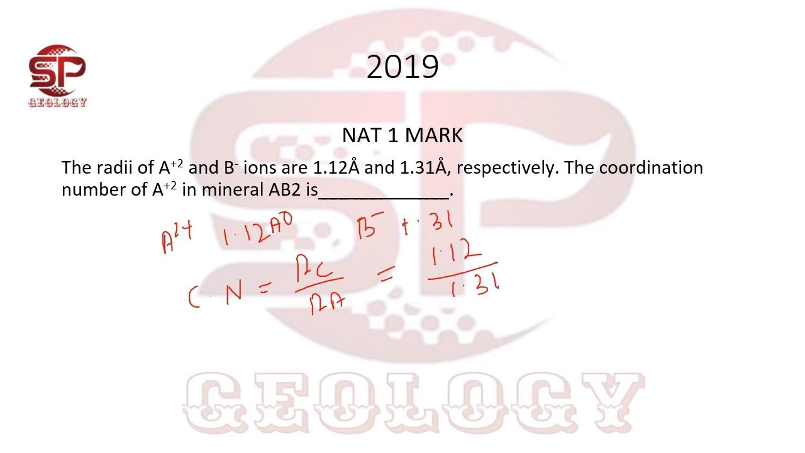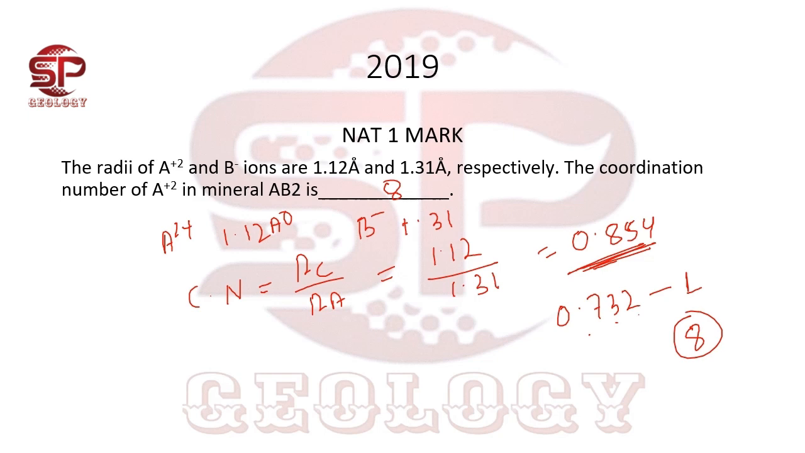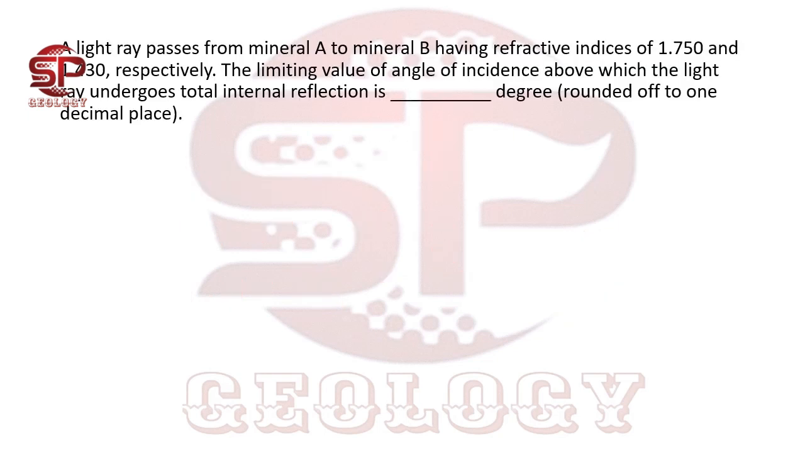So 1.12 divided by 1.31, it will be 0.854. So for this question you have to remember the radius ratio, and from that you will know the coordination number. So if the radius ratio is between 0.732 to 1, then the coordination number is 8. So this ratio falls between 0.732 to 1. So the coordination number will be 8 here.